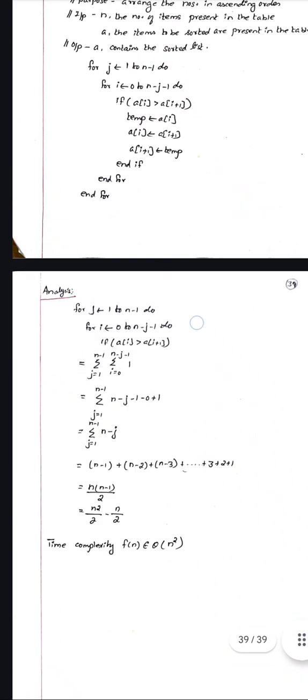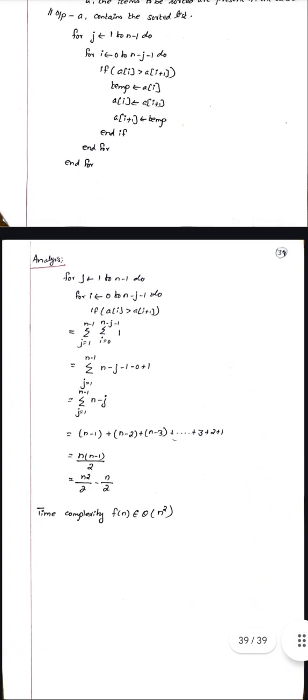Then the analysis. For j from 1 to n minus 1 do, for i from 0 to n minus j minus 1 do, if a of i is greater than a of i plus 1, that is 1 comparison. So here j goes from 1 to n minus 1, and the inner loop runs n minus j minus 1 minus 0 plus 1 times. That will be n minus j.